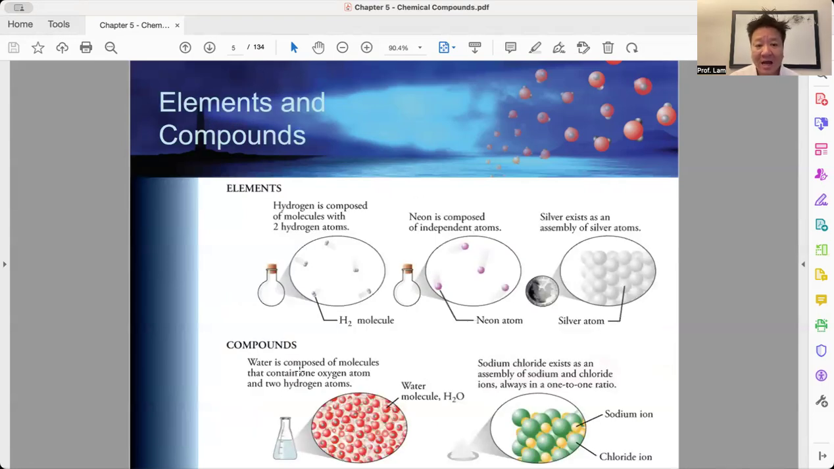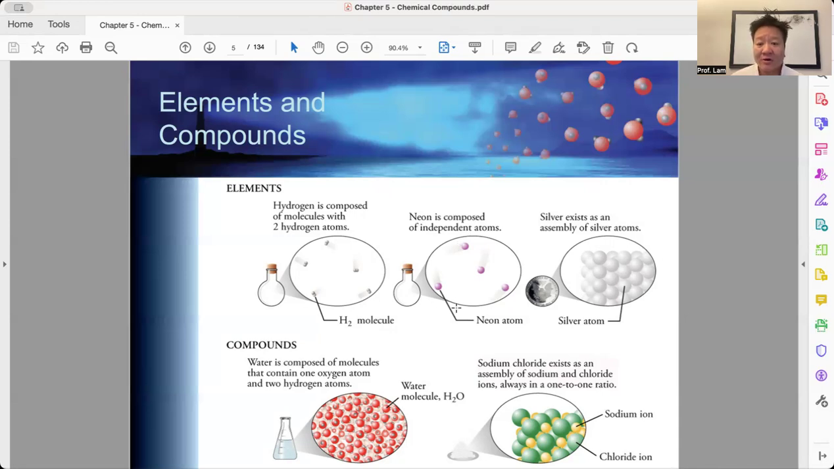Okay, so a hydrogen gas, or hydrogen element, is actually comprised of two hydrogen atoms. And so we call these diatomic molecules. Whereas, say, neon is composed of just an independent neon atom. So just one neon atom. It's an element as well, but we call this a monatomic element because it only needs one atom.